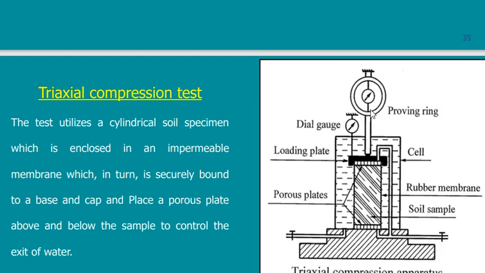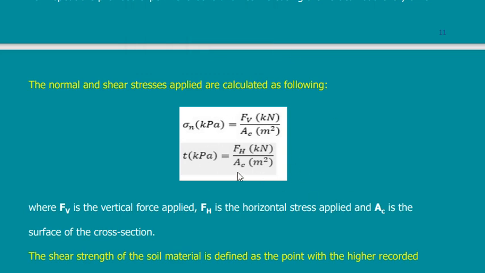What is the area of the test that will be sheared? It will be this inclined plane. But what is the area for the vertical stress? It is a horizontal plane. So in this test only, it is a special case that we are going to use the area of the sampler as a whole.